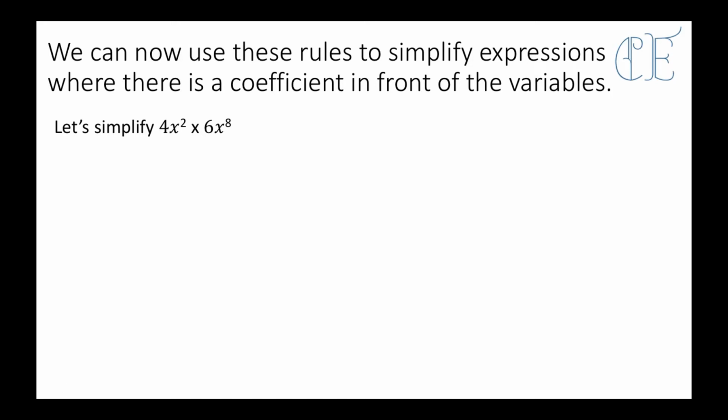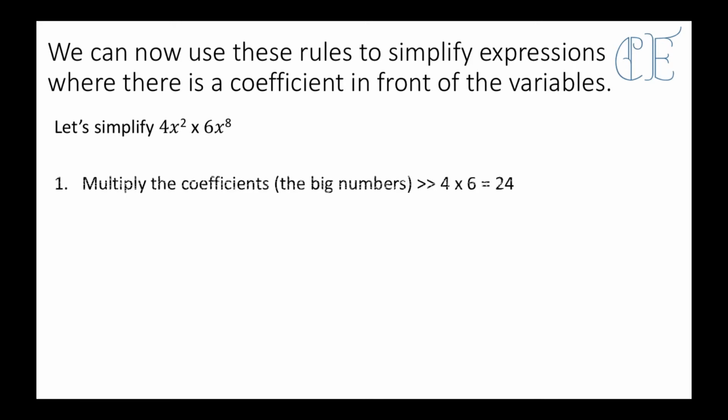Okay, if you paused the video and had a go, let's see if you got the answer right. The first thing we do is multiply the coefficients, the big numbers, 4 and 6. 4 times 6 is 24. The reason I'm multiplying is obviously because I have a multiply sign here. Just be careful of that. It could be a divide next time, you never know. Okay, 4 times 6 is 24.